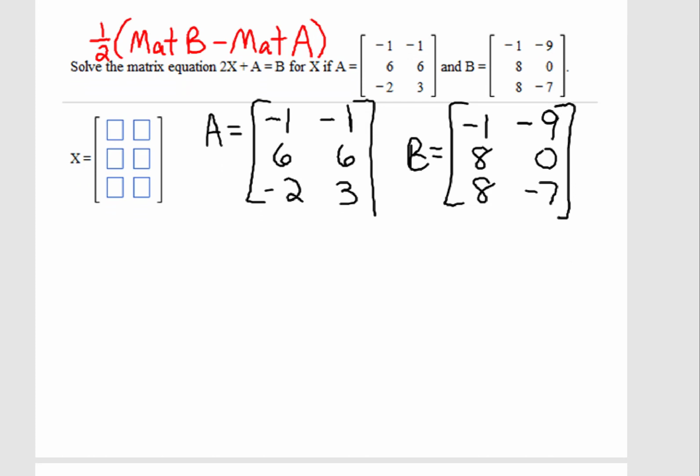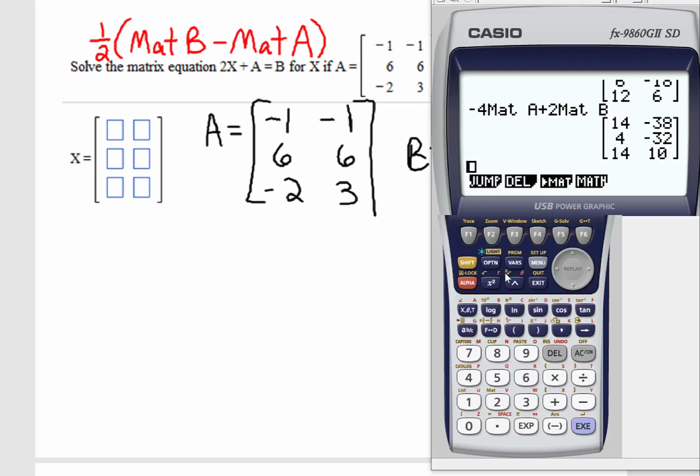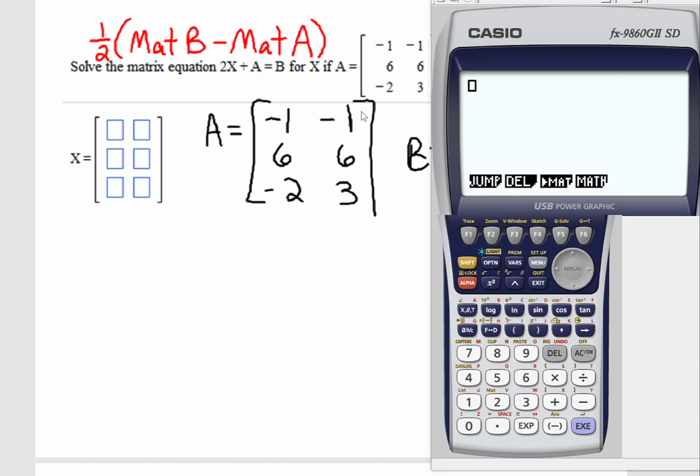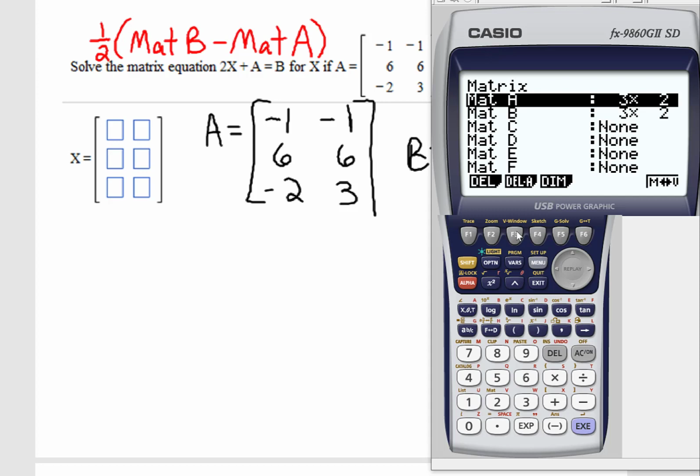Okay, so same thing here, right? We know just to punch this into our calculator. So let's get this out the way. Let me clear all this out. So these matrices are different. Going back into my matrices, F3, I'm going to enter -1.